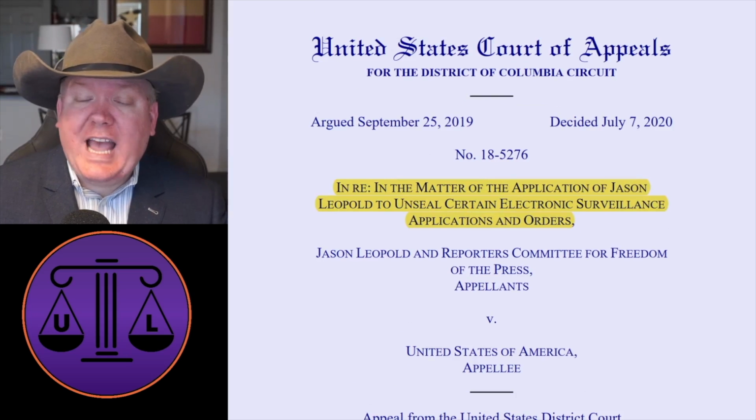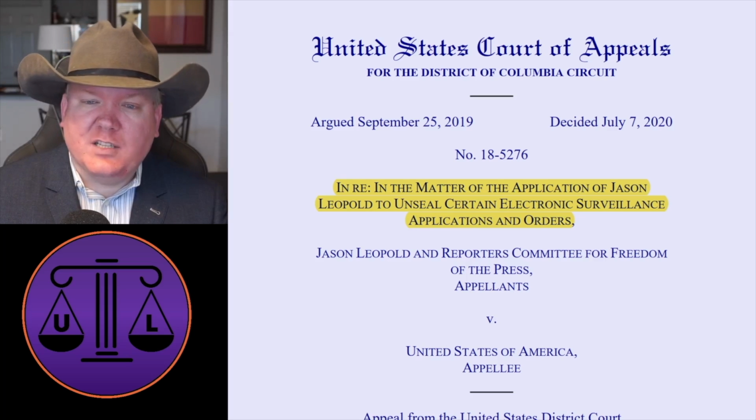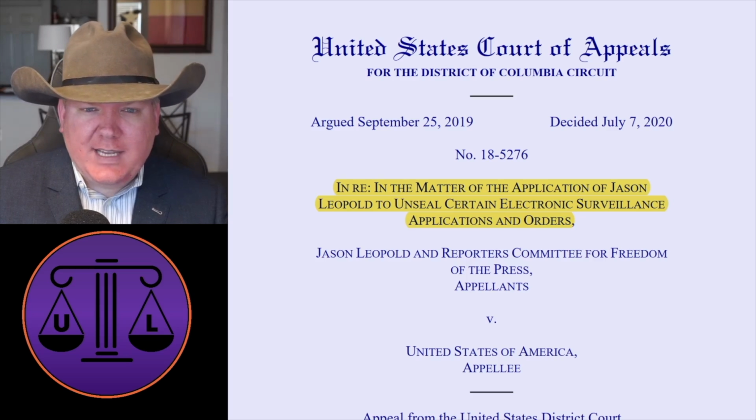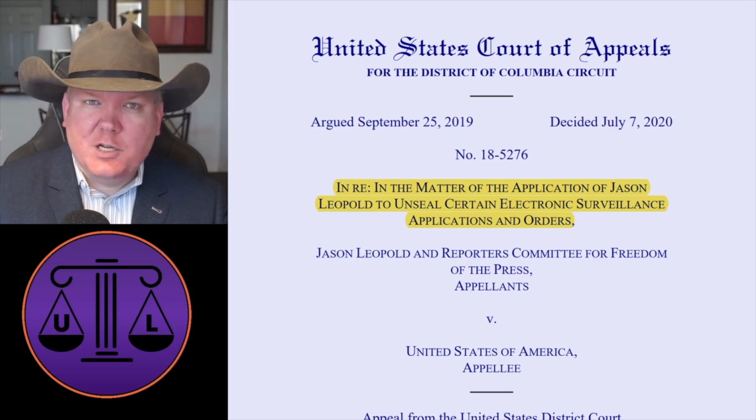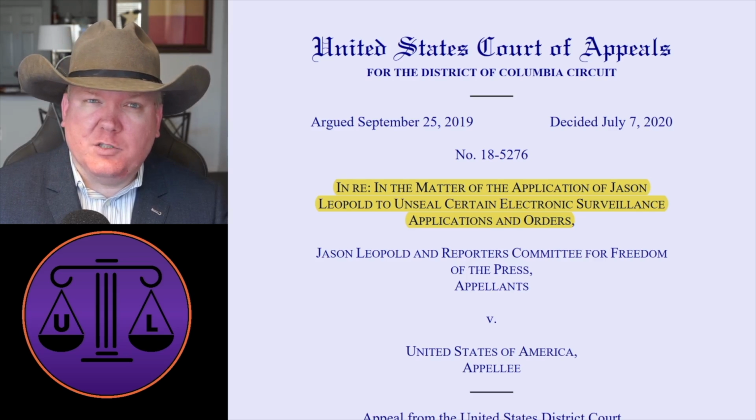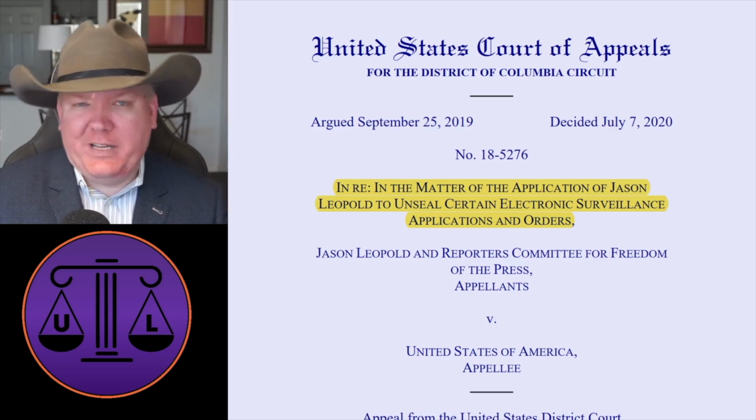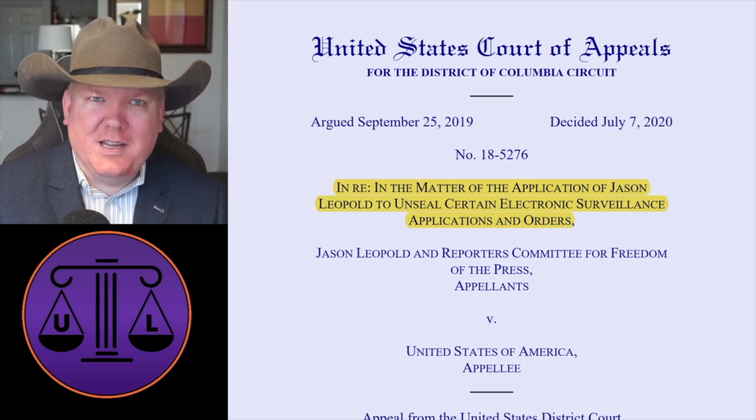That brings us to the end of the discussion of In re Application of Jason Leopold to Unseal Certain Electronic Surveillance Applications and Orders. In this case, Jason Leopold wanted access to government surveillance records dealing with pen registers and stored communications, and the district court said no because it would be really, really hard. And the Court of Appeals said no, really, really hard is not a good enough reason.